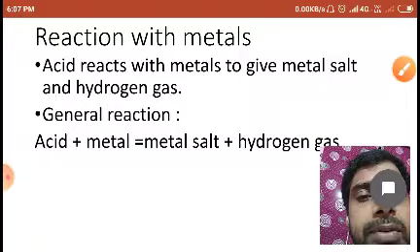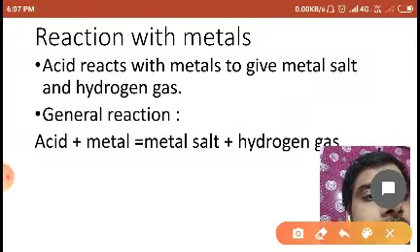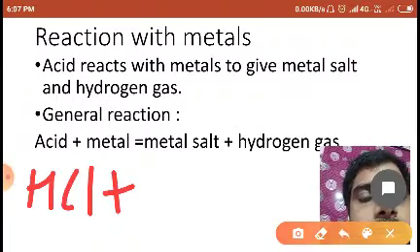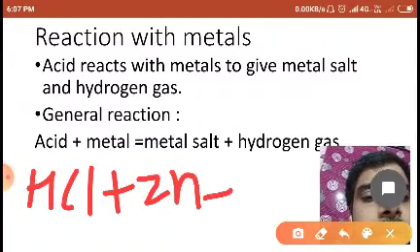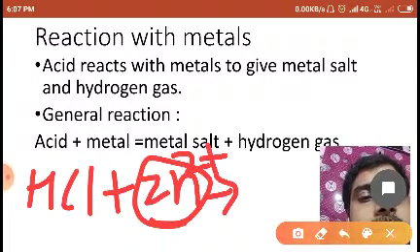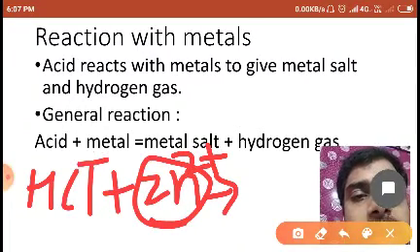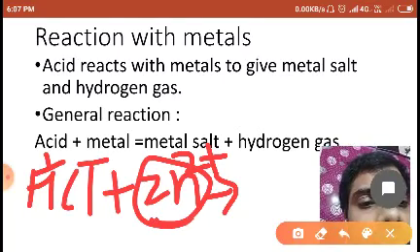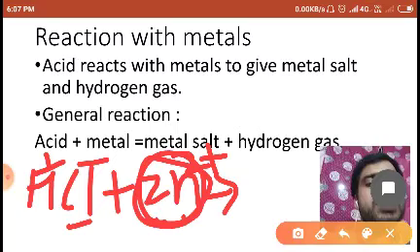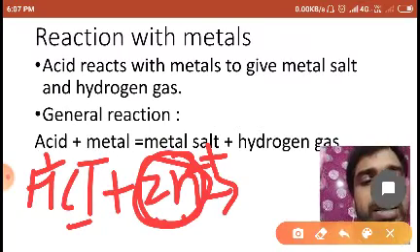Here I will write HCl plus Zn. What will it give? Zn has 2 plus, Cl has 1 negative, H plus. So if Zn combines with Cl, you can say this is a displacement reaction. You have done that in the first chapter, no?